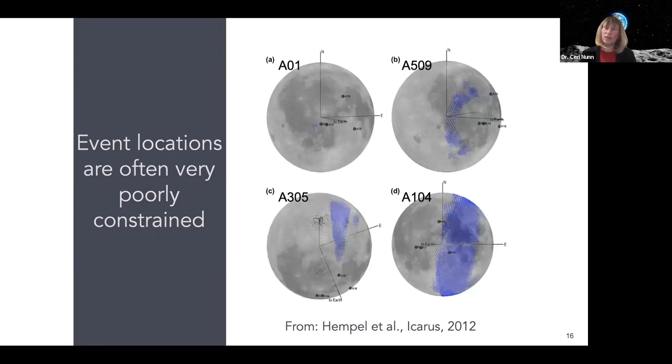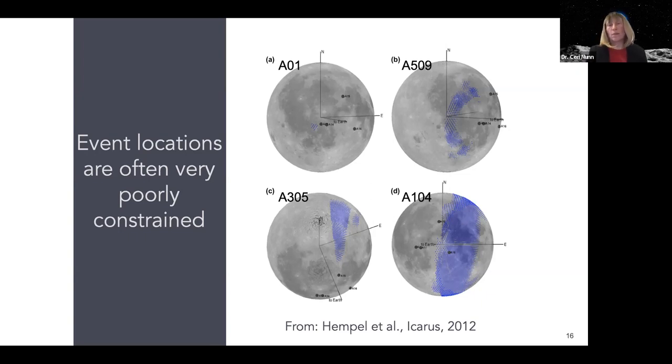And I would also say that sometimes the locations, they always get quoted as a place, but they may potentially be very poorly constrained. So this is some work from Stephanie Campbell from 2012, where she showed that even though we were kind of saying that we knew where these deep moonquake masses were, potentially at least some of them could have been anywhere on the moon. They're not very well constrained.